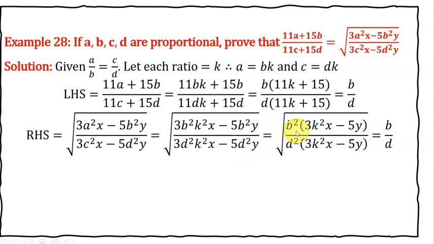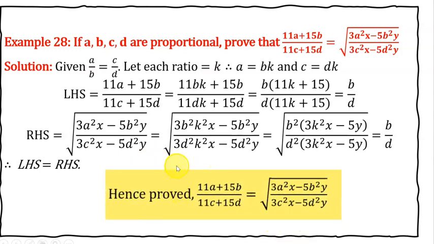We take b square as a common from the numerator and d square as common. Then the terms, that is 3k square x minus 5y upon 3k square x minus 5y, get cancelled. You will get here the square root of b square upon d square. If you take its square root, then you will get here b upon d. And hence LHS is b upon d. RHS is b upon d. Hence LHS is equal to RHS and hence we have proved it. Okay. Now next problem.